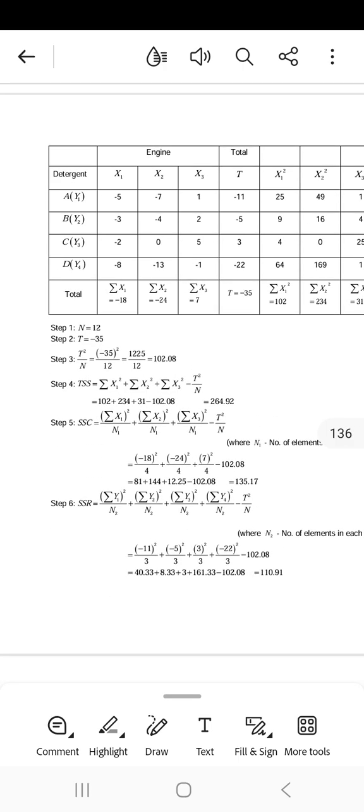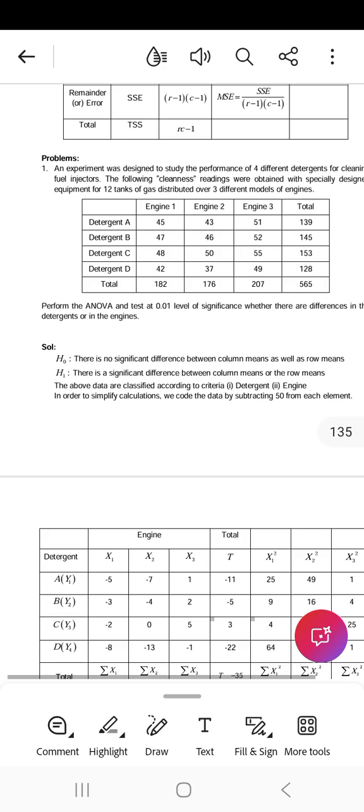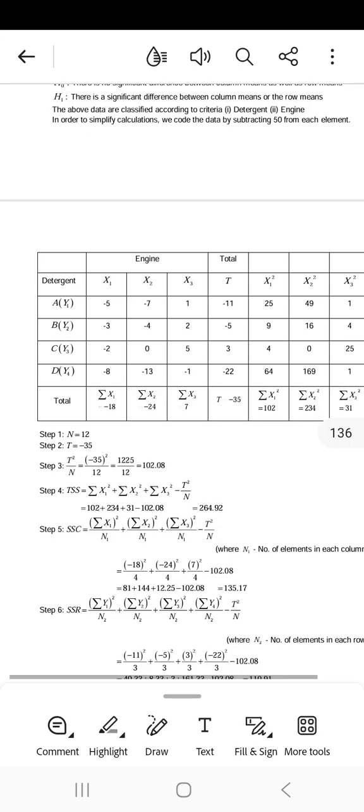First step, we have to find the number of observations. Here, four different detergents versus three different engines, so the total number of reading values is 12. Let us take capital N equal to 12. The number of observations is 12.